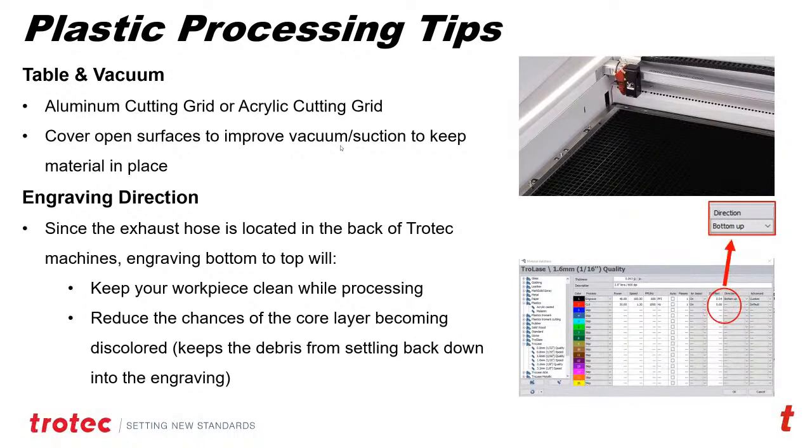You can change the engraving direction. I do suggest that you engrave this type of material from the bottom up. The software allows for that, so when you're sending your file to the laser system in job control, you can actually change the engraving direction to engrave from the bottom up. This just keeps the workpiece clean while you're processing it with the laser, and reduces the chance of the core layer becoming discolored from debris and residues during the engraving process.